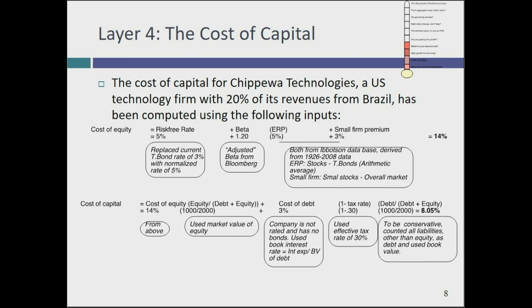For the beta, I went to Bloomberg. I used the adjusted beta from Bloomberg. After all, it's right there. It's adjusted, so I went to the adjusted beta. For the equity risk premium, I used the historical equity risk premium for the US. This is a company that gets 20% of its revenues from Brazil. So I also added a small firm premium. The small firm premium comes from looking at historical data, and small cap stocks have earned about 3% more than large cap stocks. It's a common practice, so I've added that 3%.